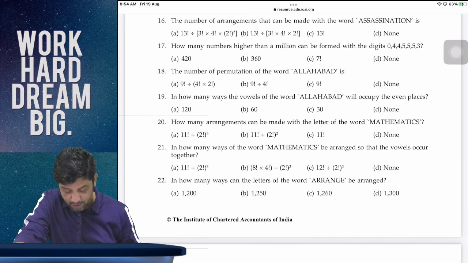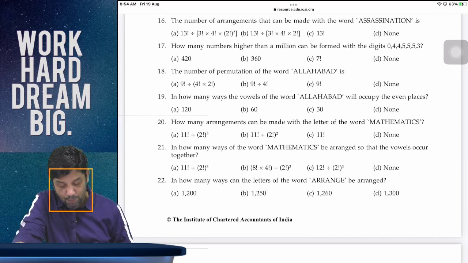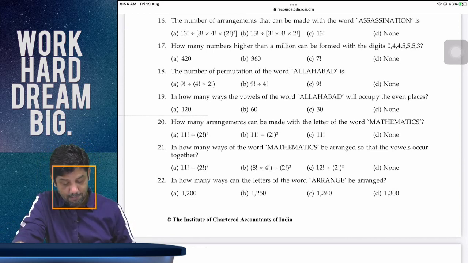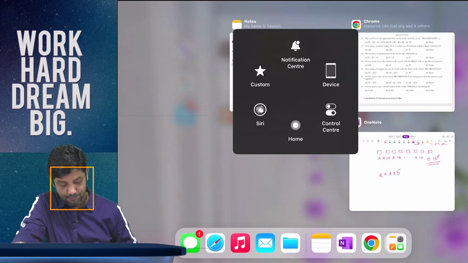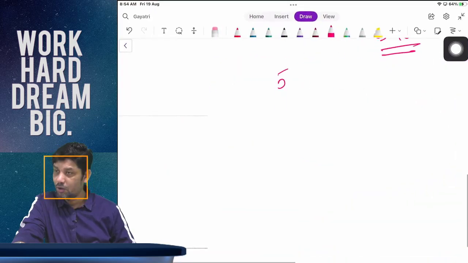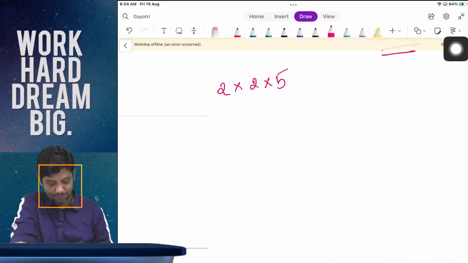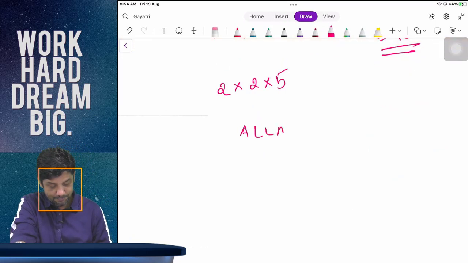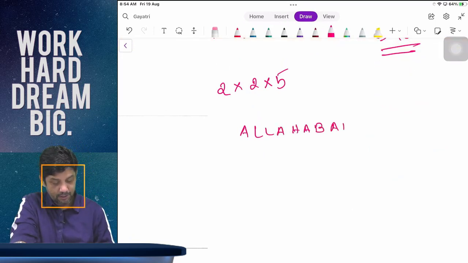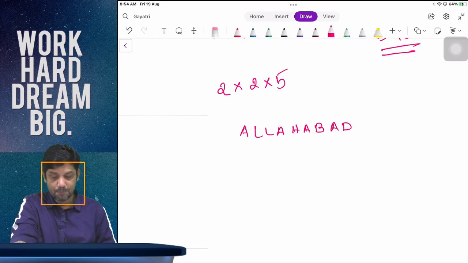Now listen here. In how many ways will the vowels of the word Allahabad occupy even places? 60. You all got it? Wow. Superb. Just check my spelling. Is this right? Spelling is correct? Yes, sir.